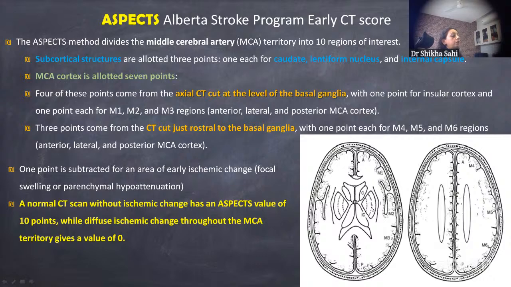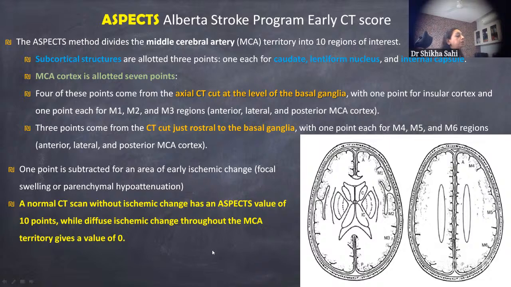Caudate nucleus, lentiform nucleus, and the internal capsule. So 1 point is allotted to each for these subcortical structures. Then in this cut, 4 points are given to M1, M2, M3 regions, and 3 points are given to M4, M5, M6 regions. So if there is hypodensity in any of these regions, 1 point is subtracted.